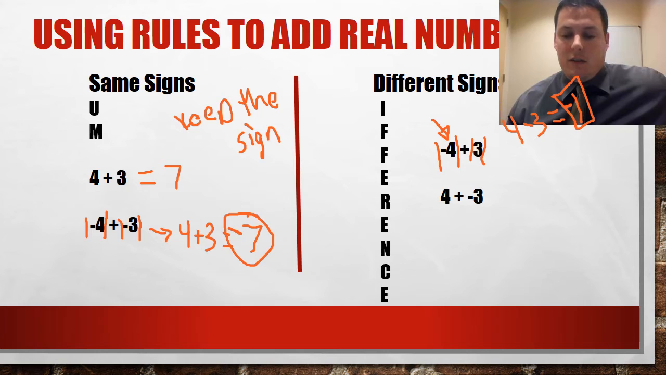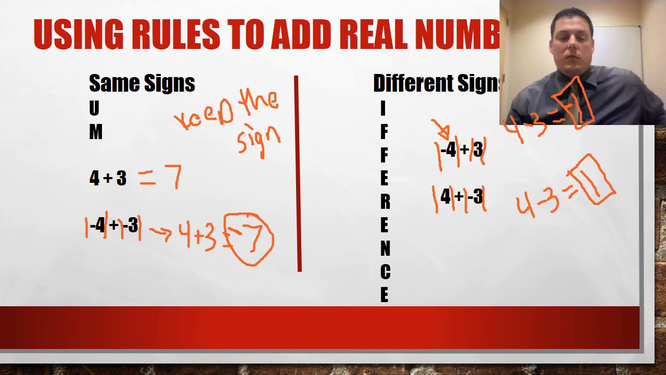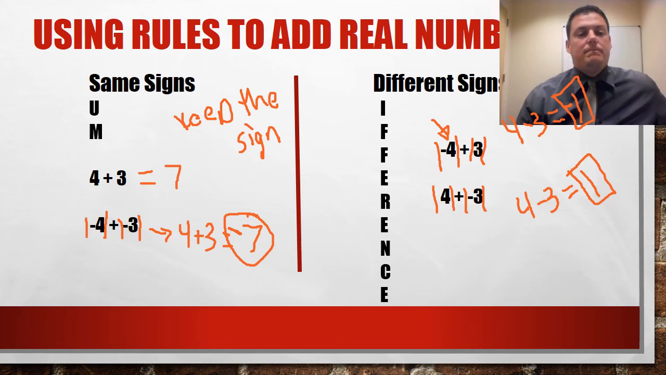Again, signs are different down here. We have a positive 4 and a negative 3. So we want to take the absolute value of both of them and subtract them. 4 minus 3 just gives us 1. And it'll stay positive because the bigger number is positive. Hopefully this makes sense to you guys.